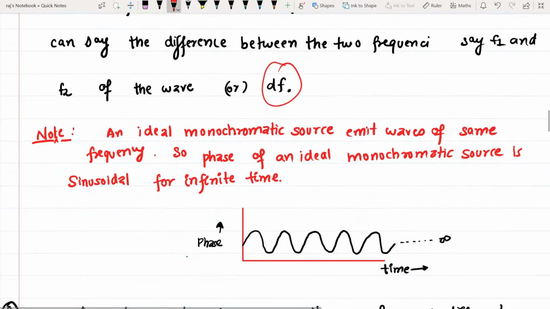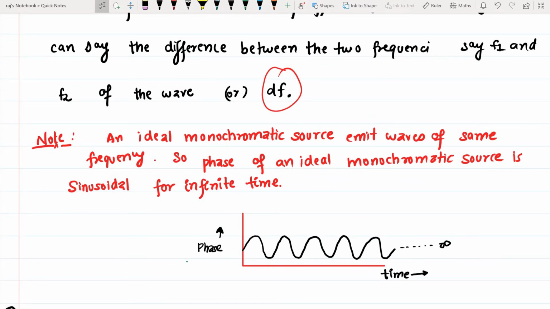Now let's see one more note point: an ideal monochromatic source, as we all know, emits waves of the same frequency. An ideal monochromatic source is emitting waves of the same frequency. That means for an infinite amount of time the phase difference is constant. Such a function we can also call sinusoidal. So the phase of an ideal monochromatic source is sinusoidal for an infinite amount of time. That is, its phase difference is constant with respect to infinite time.